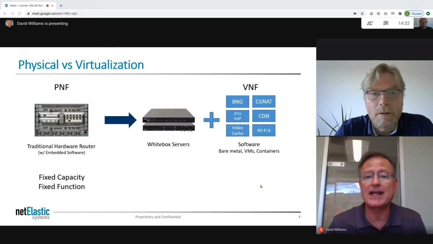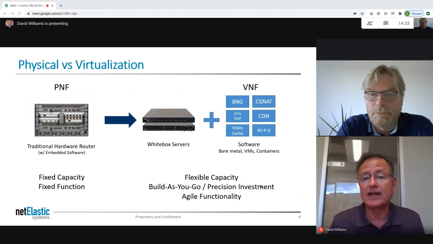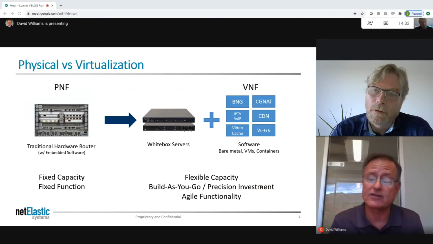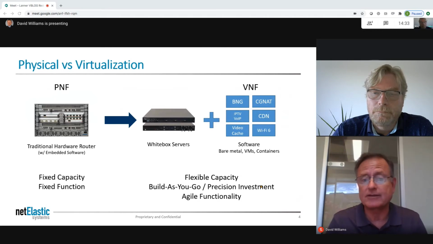Right. Because hardware-based appliances are fixed function and fixed capacity. Unlike a virtualized solution, where the carrier can deploy it on Whitebox servers, so it frees them from having to make a lock-in decision with a particular legacy router vendor, they can use Whitebox servers, they can deploy any number of workloads that may be required for their service. It just gives them that flexible capacity because they can consume more resources of a particular compute platform. They can horizontally scale the software functionality as their network grows in that area. And it also allows them to make much more of a precise investment decision for a particular city or town and respond quickly if those change over time.